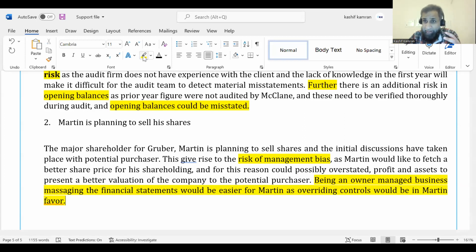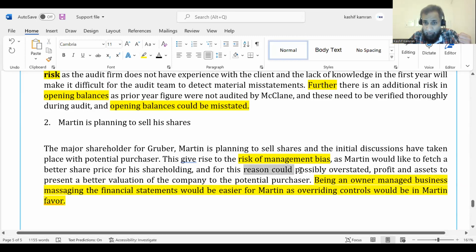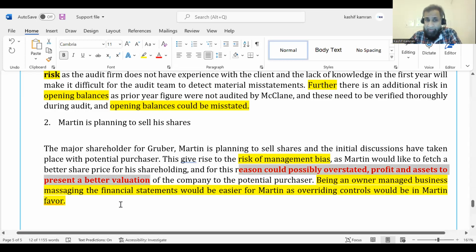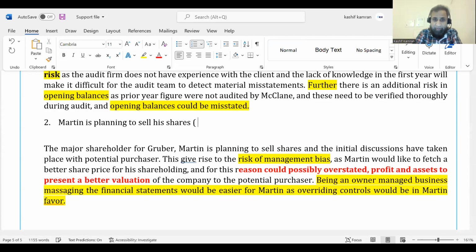So we have a risk of management bias because Martin wants to sell shares, and there could possibly be an overstatement of profit and assets to present a better valuation. So that's basically the risk. So how many marks are there for management bias in the exam paper? 2. Maximum 2 marks. Risk of management bias, whenever it comes in the exam paper, you cannot fetch more than 2 marks. That's what the examiner tells us. Risk of management bias, max 2 marks in the exam paper.